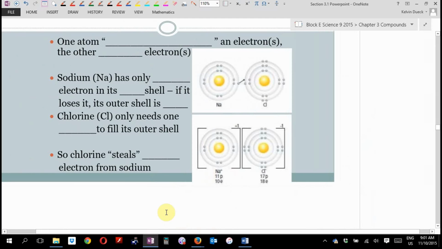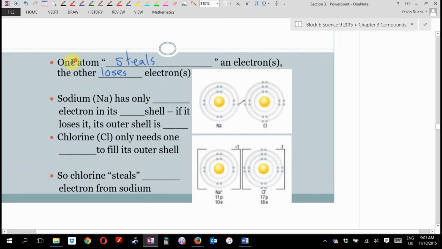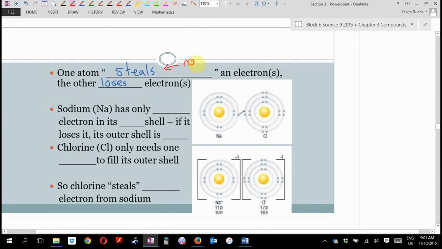So, when we're talking about ionic, we say this. One atom steals an electron or electrons. The other loses. In fact, I can be even more specific. Next to steals, if you want to, you can say non-metal. Next to loses, if you want to, you can say metal.